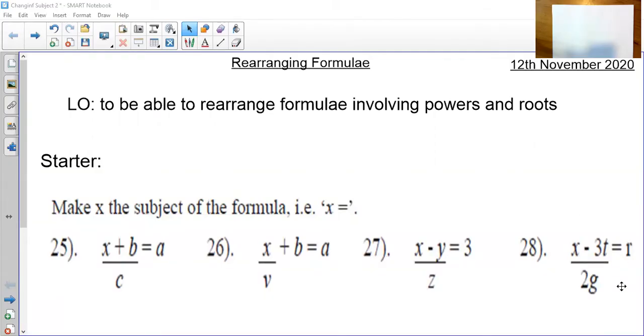Morning. Today you can start to look at rearranging formulae. So we can be able to rearrange formulae involving powers and roots. When we say rearranging formulae, we mean make x the subject of the formula, i.e. rearrange it so it's x equals. So pause the video here, give yourself 6 minutes to copy down the title, date, learn objective and complete the starter. Once you're ready and completed, we'll go through the answers.